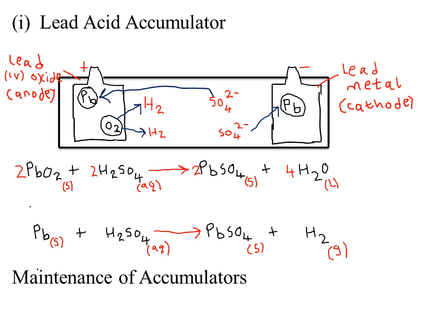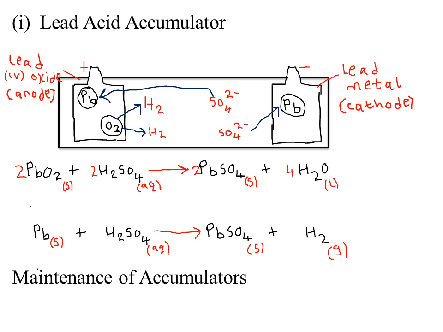Then the last way of maintaining accumulators is that the accumulator should not be directly placed on the ground during storage. Rather, it should be rested on some insulator like a wooden block. Why is that necessary? Because when it is stored directly on the ground, earthing could take place. That is, electrons could flow to or from the battery, therefore discharging our accumulator. So it should be rested on insulators such as a wooden block.